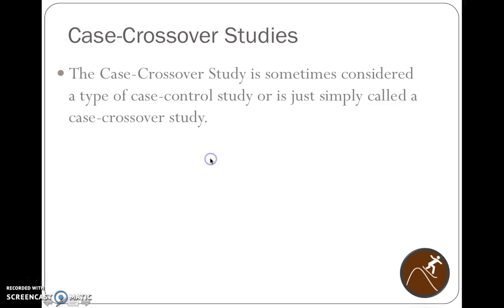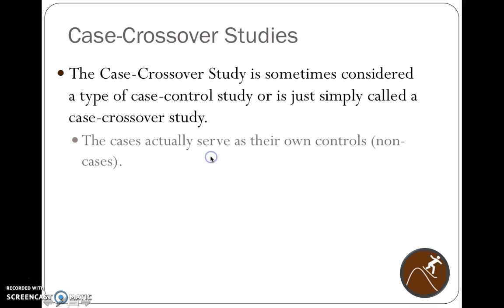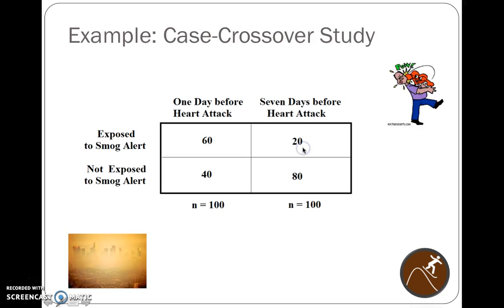So case crossover studies, they're similar to case control studies except the cases serve as their own controls. So rather than having people at the hospital on the same day for a different condition like a broken arm to compare against people who had a heart attack, you may have people who actually had a heart attack and then you use those same people 7 days earlier.